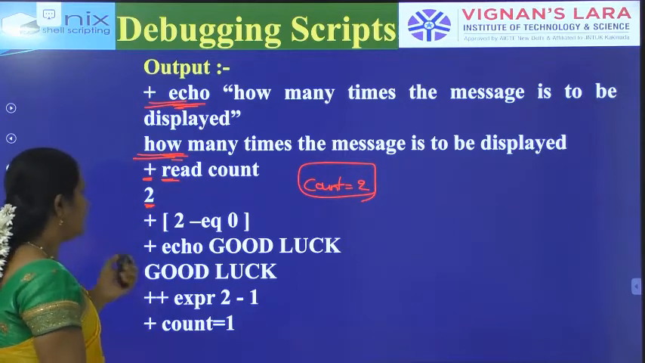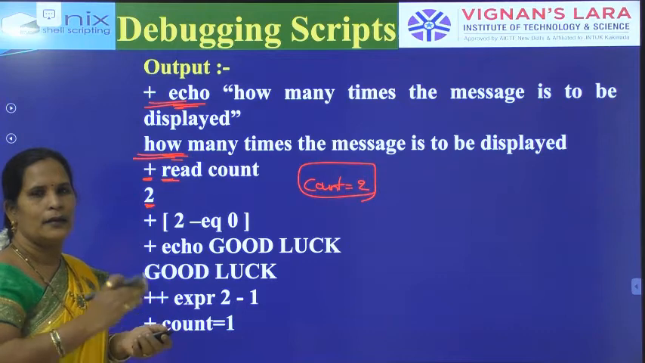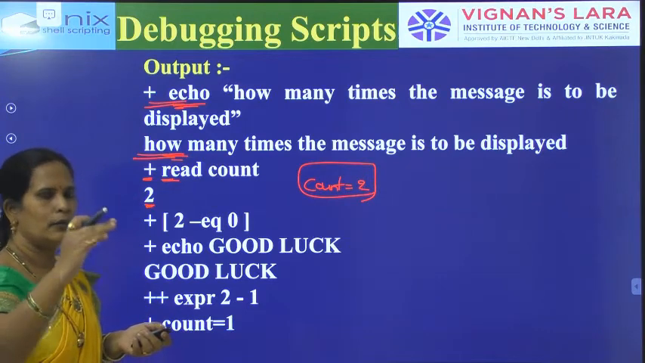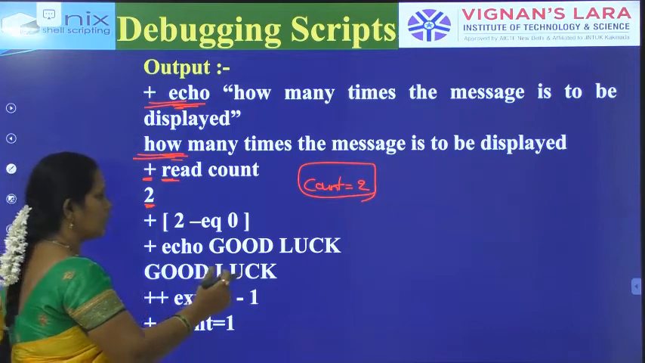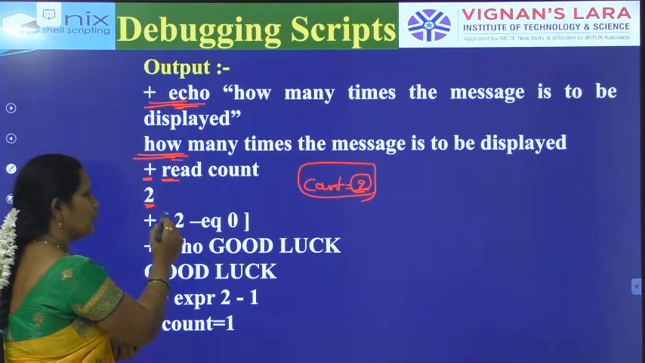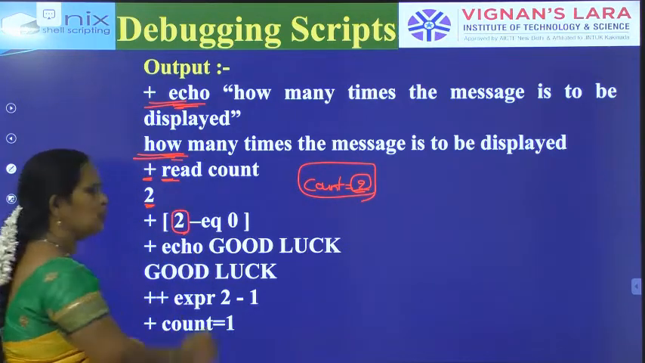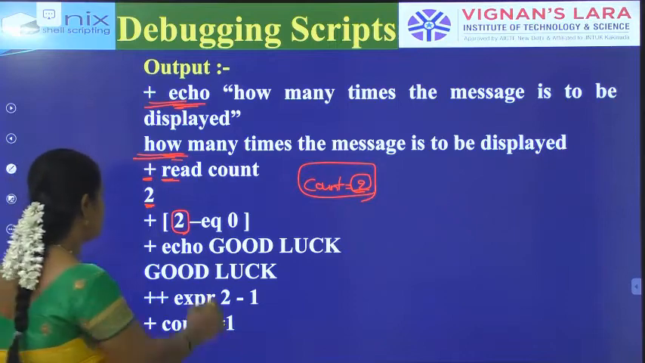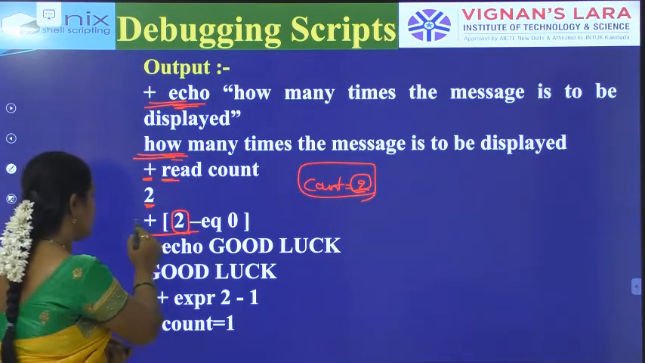So next, what happens? What is the next line? Until $count equal to 0. What is $count? $count means the count value is equal to 2. So instead of $count, it is going to replace the value 2. 2 is equal to 0, which means this statement is executed, because it is displayed with the plus.